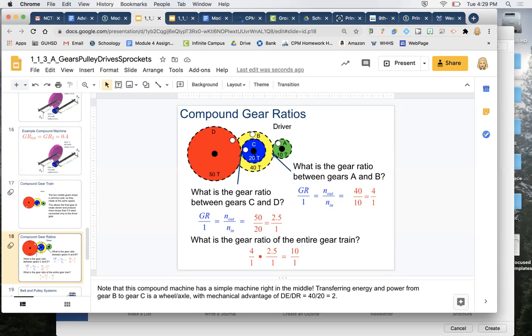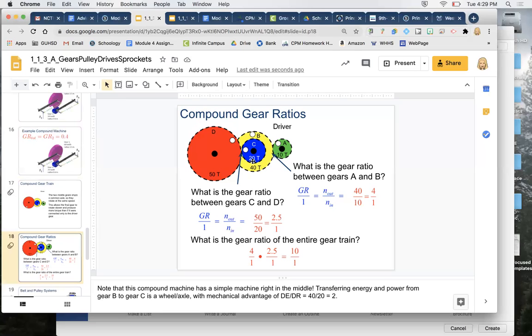Remember, these share an axle. So now the entire gear ratio of this gear train, I actually am going to multiply those two together. I'm going to take the 4:1 ratio and the 2.5:1 ratio, and I end up with a gear train ratio of 10:1.